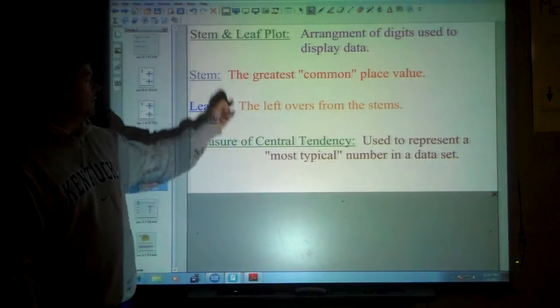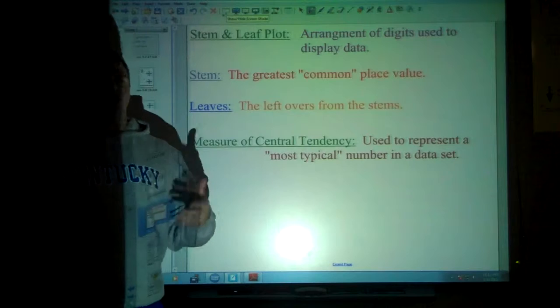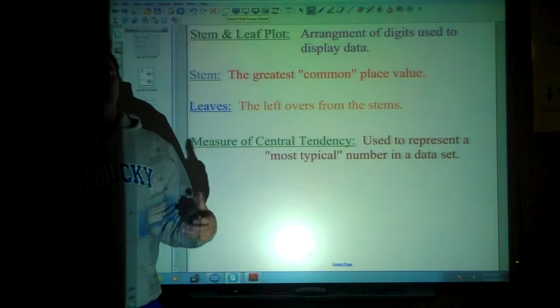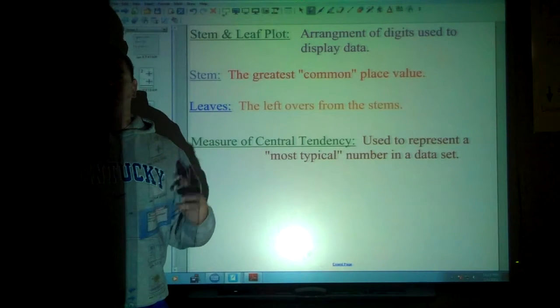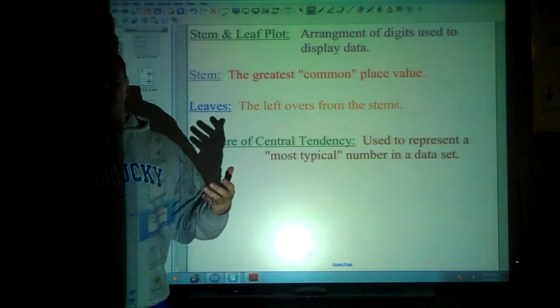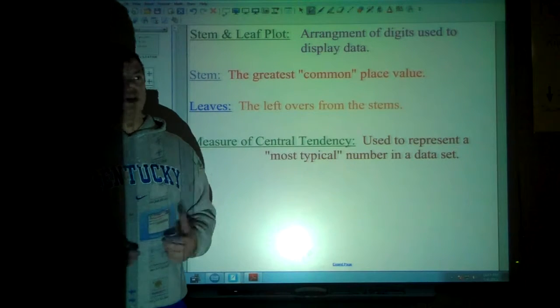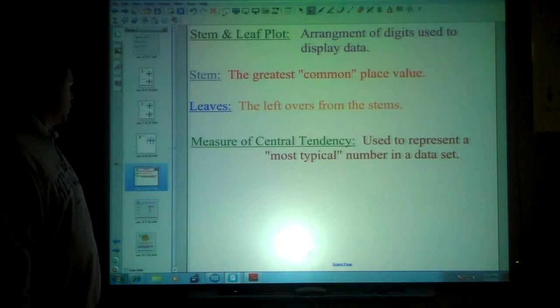And as mentioned before, the measure of central tendency is used to represent a most typical number in a data set. I mentioned if everybody worked for me at $1 a day, if somebody randomly came in the room, closed their eyes and picked somebody, most likely they're going to pick somebody who is making $1. But when you put my value in there, it makes it seem as if everybody's making quite a bit more, which isn't necessarily true.